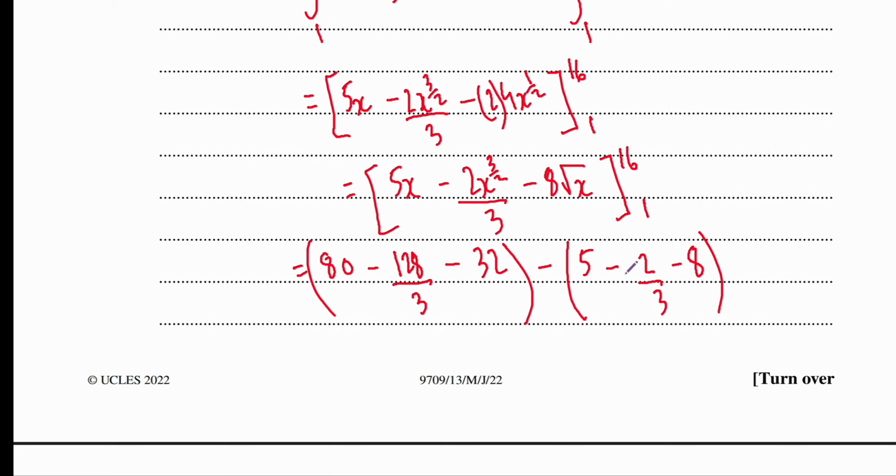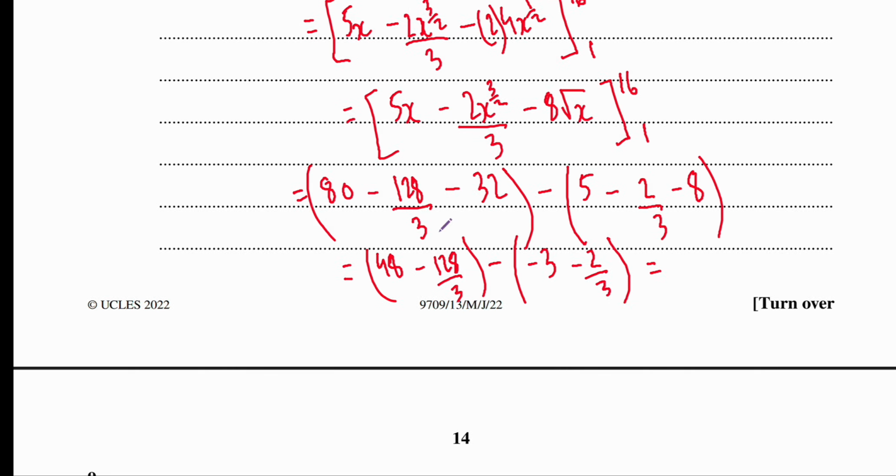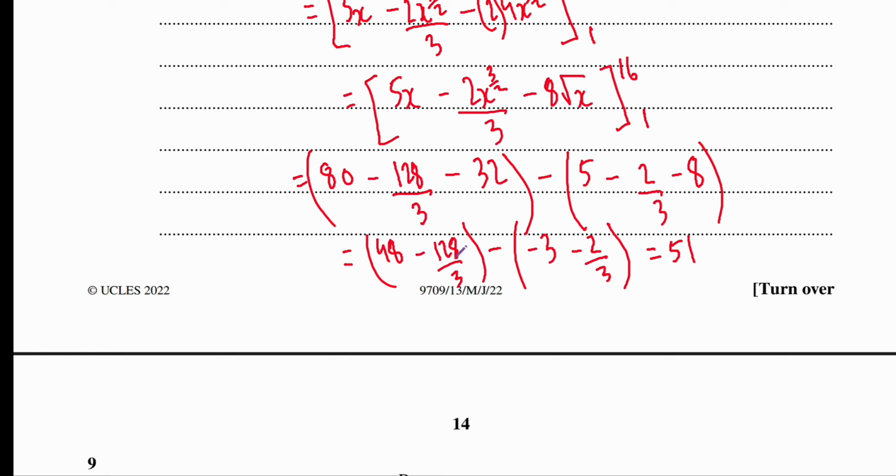So let's see if you get the same thing. Well, you'd get, let's do it right here. You get 80 minus 32 is 48, sorry. So you have 48 minus 128 over 3. And then you're subtracting. 5 minus 8 is negative 3. So you have negative 3 minus 2 over 3. So that is equal to, well, we do 48 minus 3, so that's 51. That's nice to work with. And then you have minus 128 over 3 minus 2 over 3.